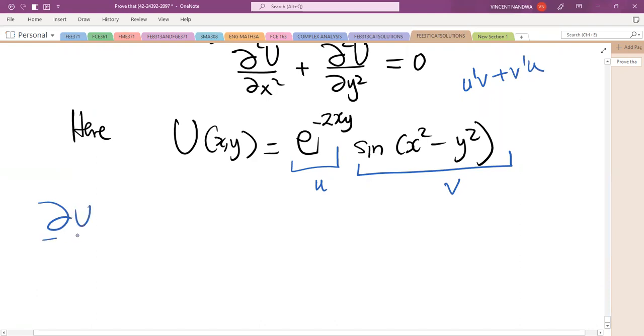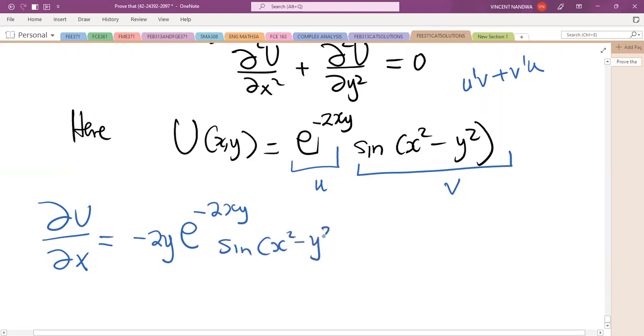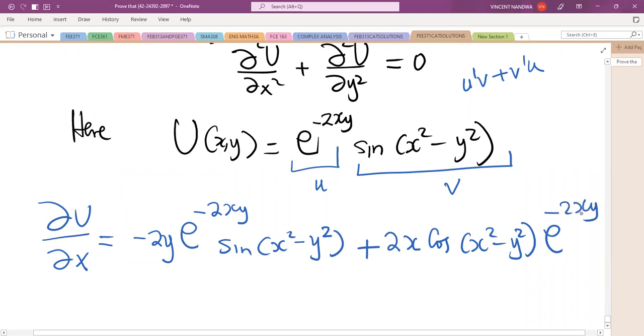So partial u partial x, the derivative of this function with respect to x. First, we use chain rule and differentiate this power with respect to x. So we get minus 2y and then e raised to the power minus 2xy multiplied by sine of x squared minus y squared. And then plus the derivative of this function. So the first way, you get this bracket, we get 2x. The derivative of the sine function is cosine. And then we multiply by this e raised to the power minus 2xy.